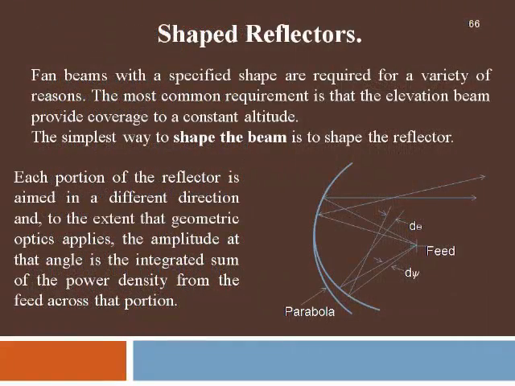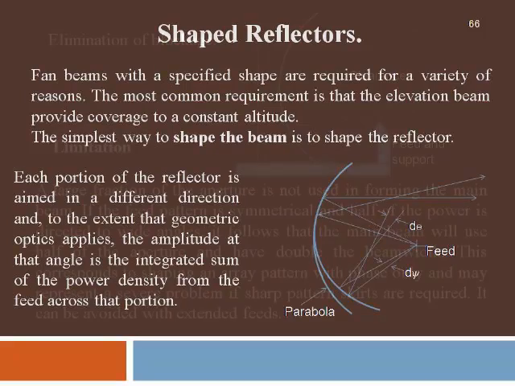How about the shaped reflectors? Fan beams with a specified shape are required for a variety of reasons. The most common requirement is that elevation beam provide coverage to a constant altitude. The simplest way to shape the beam is to shape the reflector. Each portion of the reflector is aimed in a different direction, and to the extent that geometric optics applies, the amplitude at that angle is the integrated sum of the power density from the feed across that portion.